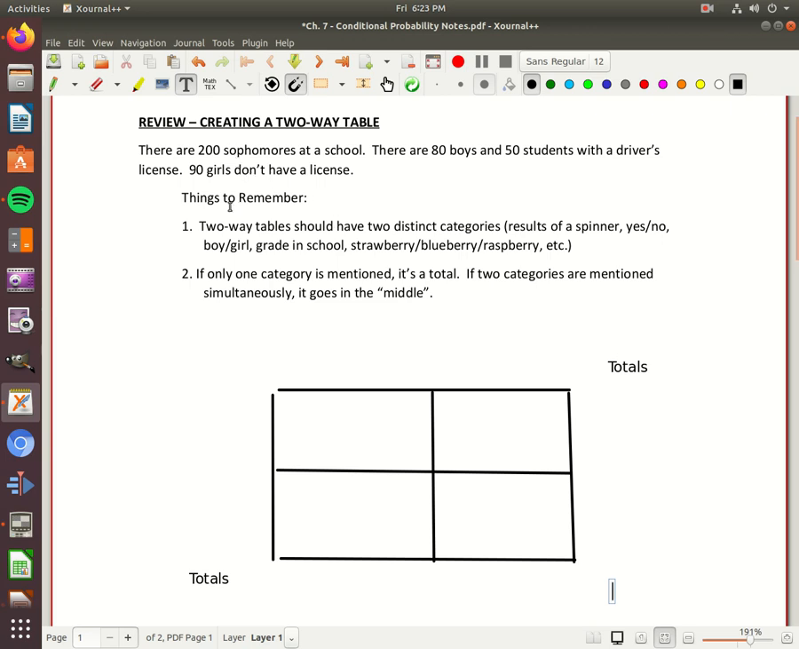So when we read this question, we notice that there's 200 sophomores at the school. So that sounds like it's going to be the total of everything, but there's 80 boys and 50 students with their driver's license. So we wouldn't want to do something like this where we say boys, driver's license, and then girls and no driver's license. And I hope it makes sense why we would not want to do this. It gets a little bit confusing. You can't be both a boy and a girl at the same time. In this box, it would say that you have a driver's license and you don't have a driver's license.